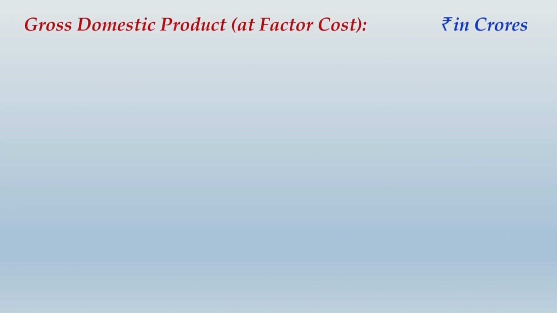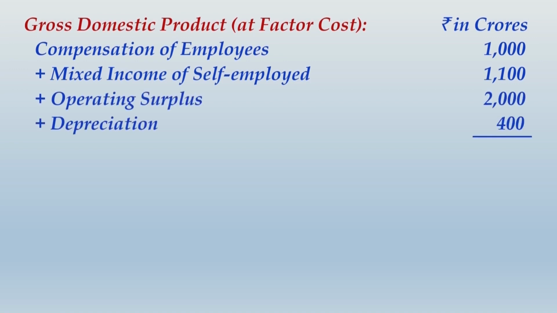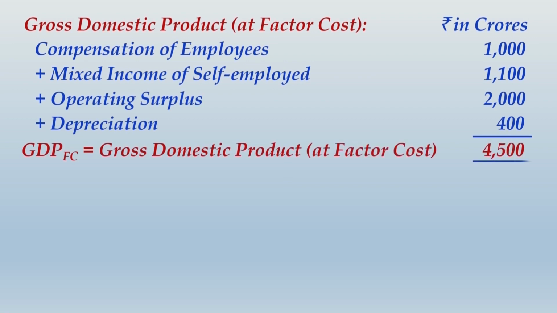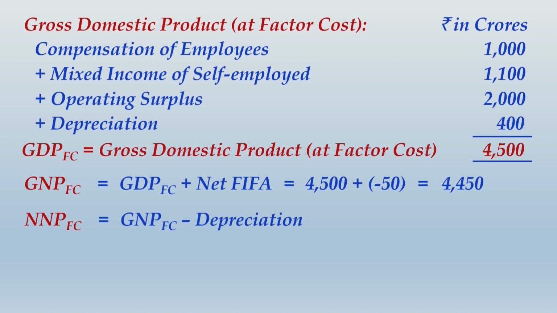So you may directly compute GDP at factor cost by taking compensation of employees, add mixed income of self-employed, add operating surplus, add depreciation, and you get GDP at factor cost directly. Then GNP at factor cost will be GDP at factor cost plus net factor income from abroad. It will actually get subtracted, and that comes to 4450, and NNP at factor cost will be GNP at factor cost minus depreciation, and that will be 4450 minus 400, that will be 4050.